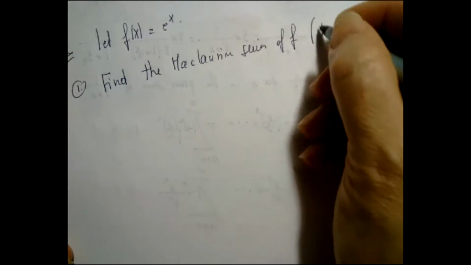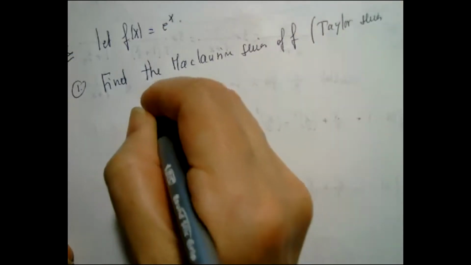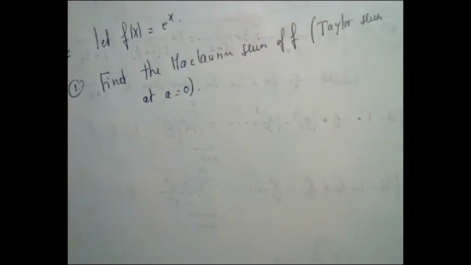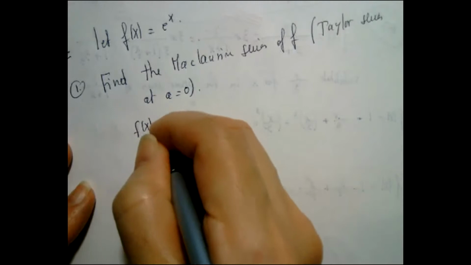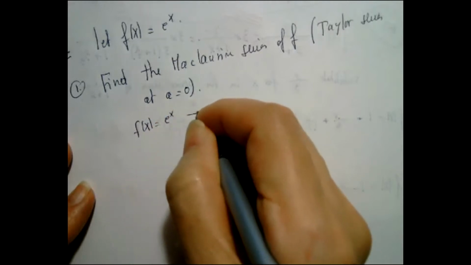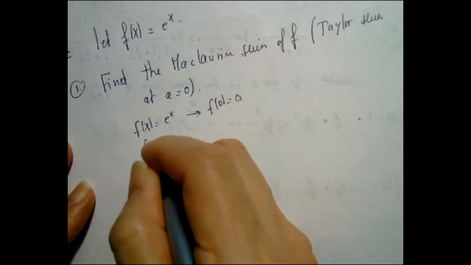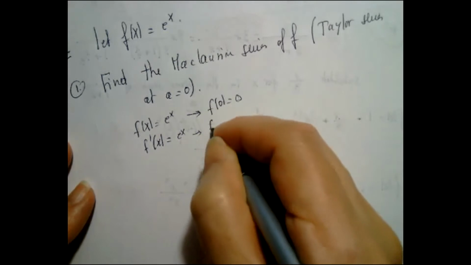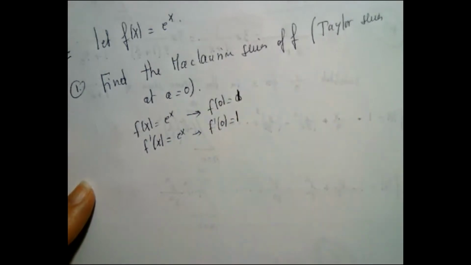In other words, the Taylor series at x equal to 0, at a equal to 0. That's the one I did a minute ago, so I can go through that very, very fast. So we know that f of x is e to the x. Its value at 0 is 1. f prime is e to the x. f prime at 0, my apology, is equal to 1.